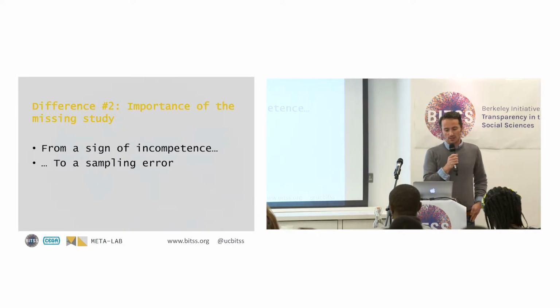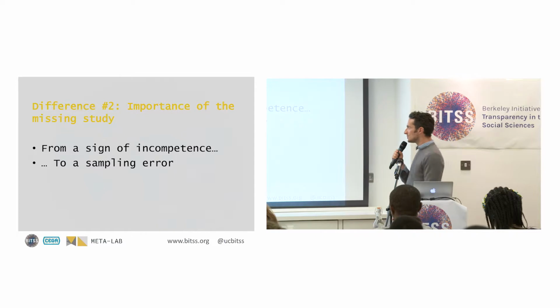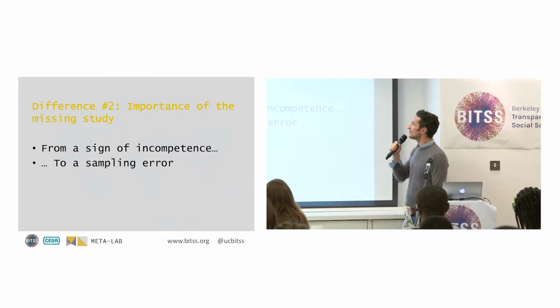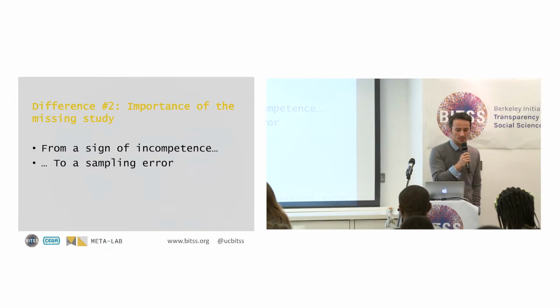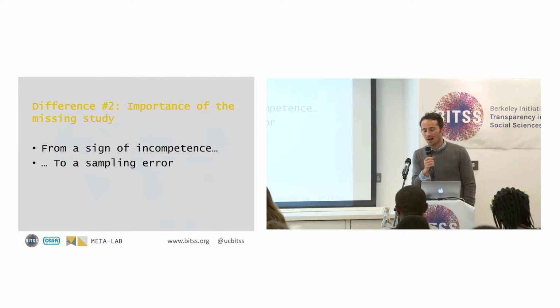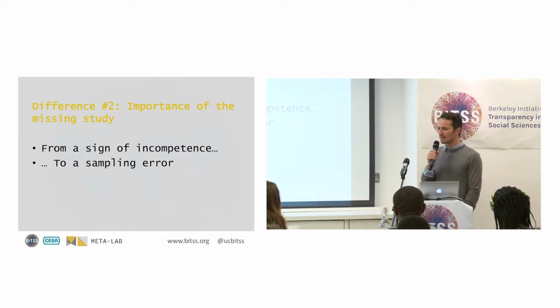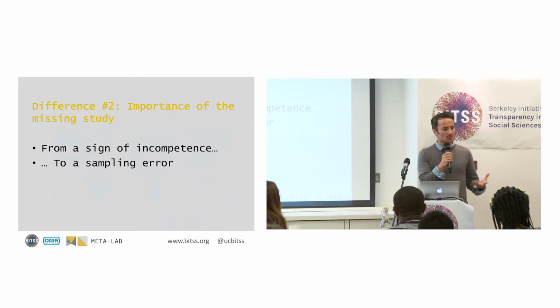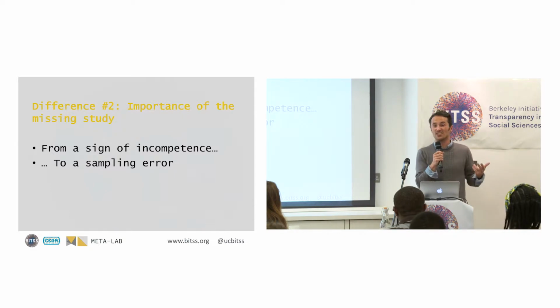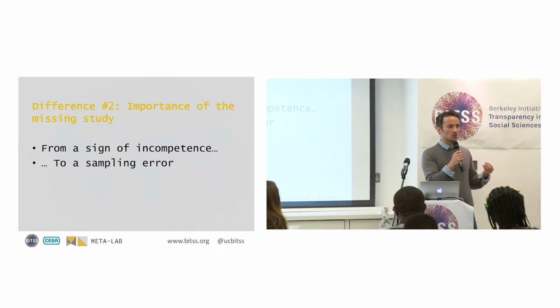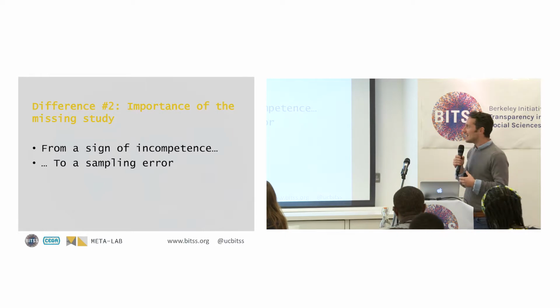The second difference between reproducible and non-reproducible literature review has to do with the meaning and the importance of the missing study. I was told when I did my PhD, which was not so long ago, that actually it was quite embarrassing to miss a study, an important study. Again, define what is an important study in a literature review, because it's a sign of incompetence.